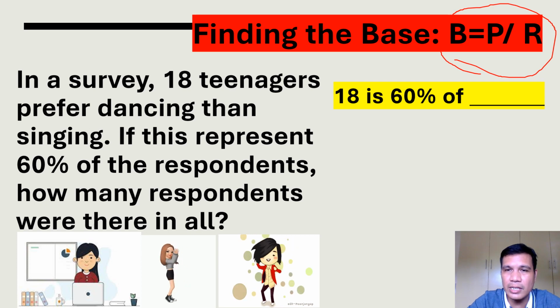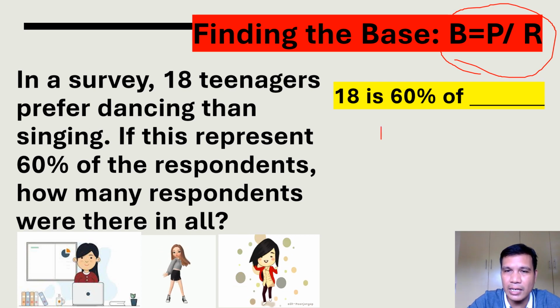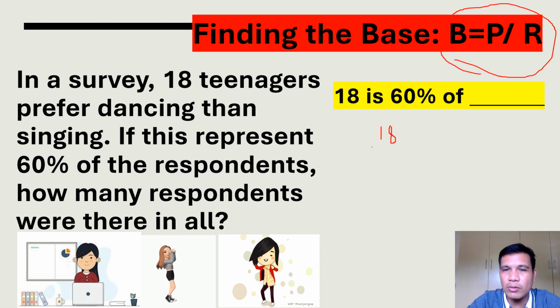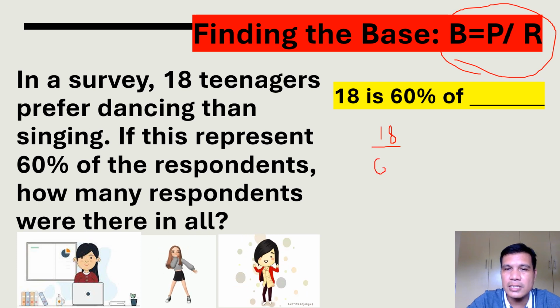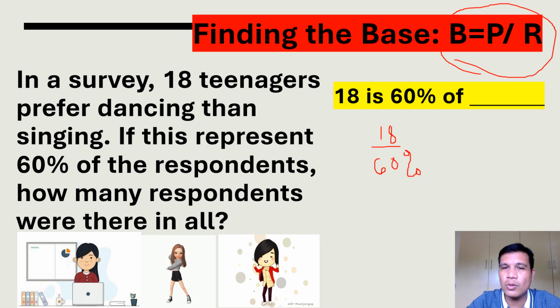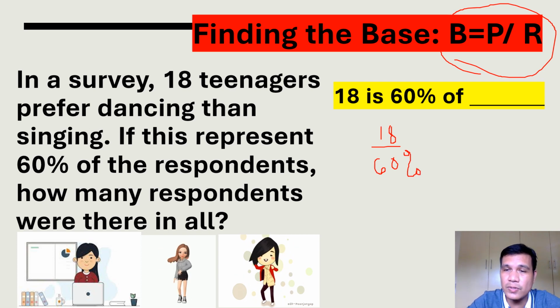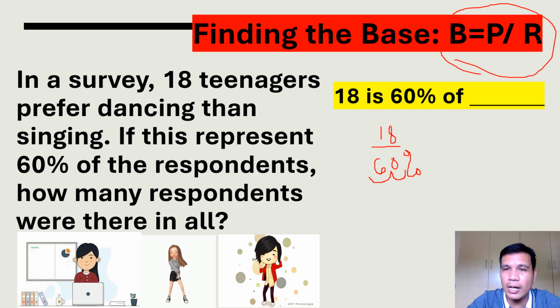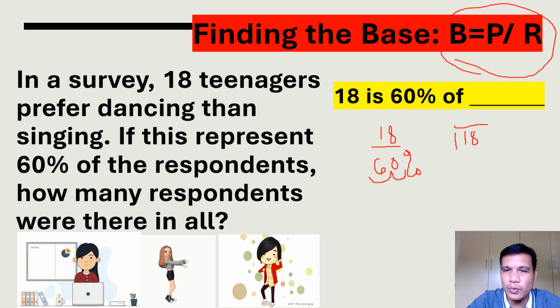So, ang percentage natin is 18. I-divide daw natin sa 60%. Okay. So, hindi tayo pwede mag-divide na may percent. So, let us change it again to decimal. Move the decimal point. 1, 2. It will become 18 divided by 60% is 6 tenths.